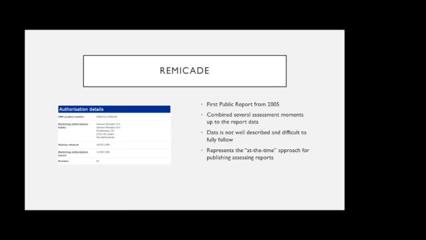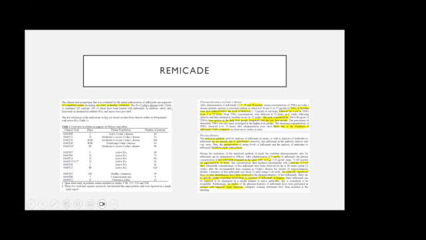So some examples: Remicade, the first infliximab product that was introduced in the market. The application was authorized in 1999. The first public report was only made in 2005, so much later than the date of the approval. It combined several assessment reports that were made between the initial approval and that time of 2005. The data is not well described and is difficult to fully follow, and in fact represents the approach at the time for public assessment reports. So you have the idea. They provide a review of the clinical studies that were made, but the information on these clinical studies is very sparse and not that informative.